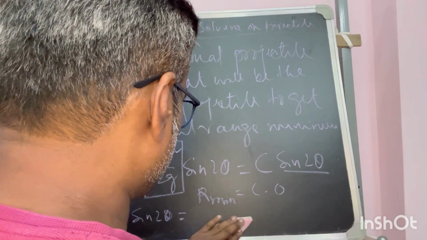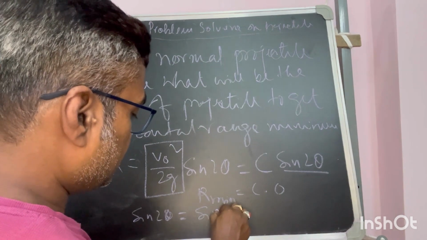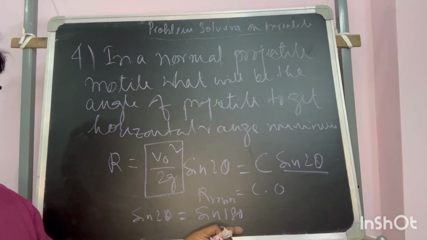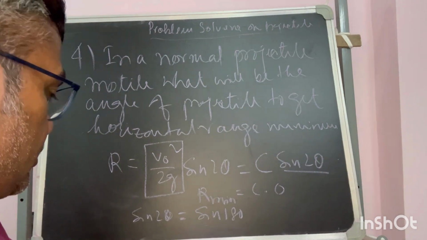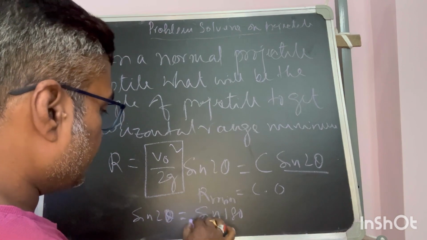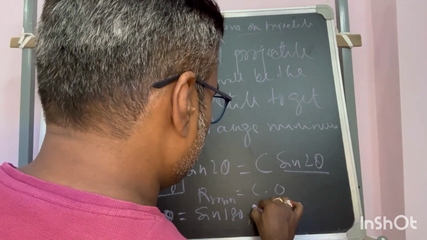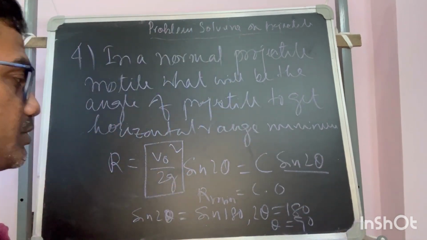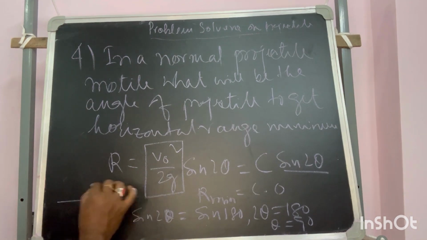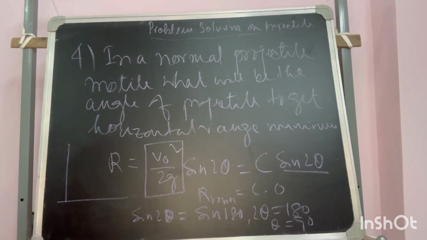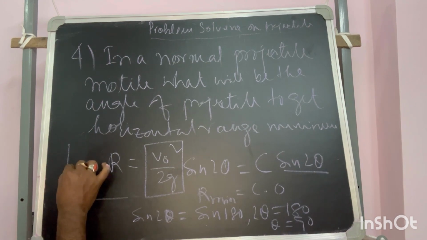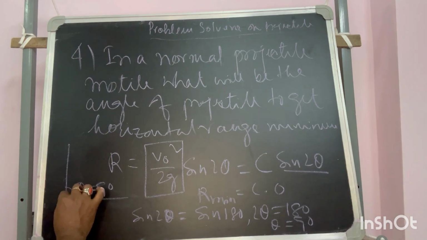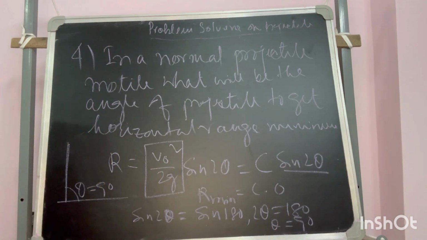Rather, there is one other option. If I consider this equal to sine 180, because sine 180 is again equal to 0, isn't it? So sine 2 theta is equal to sine 180, that means 2 theta is equal to 180 and then theta is equal to 90. So this is possible. How is it possible practically? Let me explain. If I throw the ball directly up, the angle theta is 90, and I am throwing the ball just up. So in that case it will reach the highest height.